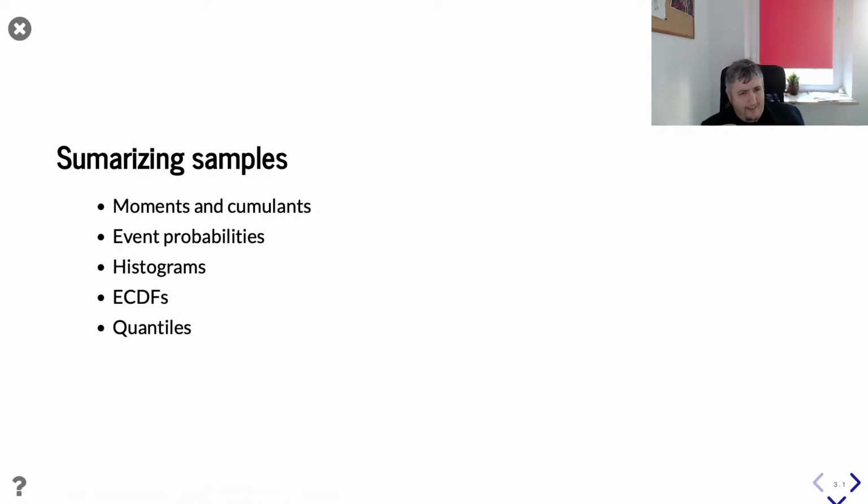And as mentioned before, the samples that we obtain from our probability distribution can be used to compute certain interesting quantities, because all those things can be represented as expectations of certain functions. So we can compute moments and cumulants, even probabilities. We can compute histograms, which is, in a sense, a certain statistic. We can compute empirical distribution functions, which is a certain complement to a histogram, and we can, of course, compute quantiles.